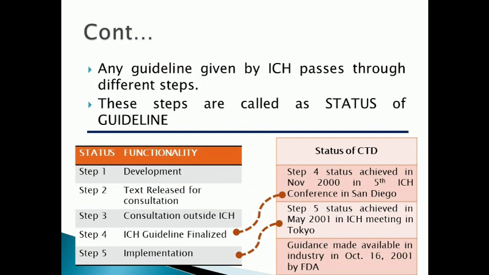If I talk about the development of ICH guidelines, the guideline is developed by ICH working groups. Then the text is released for consultation inside the ICH. Later on, it is also released for consultation outside ICH. The suggestions from the experts inside and outside are included in the draft copy and the ICH guideline is finalized. And this guideline will then be available for implementation by the industries.